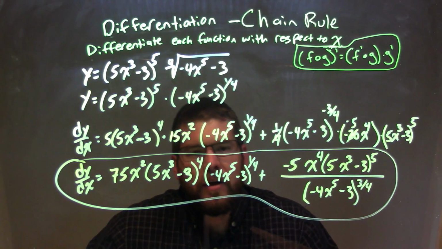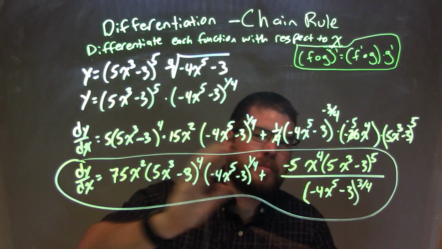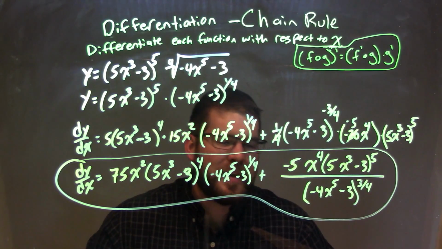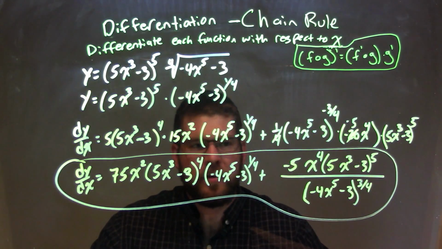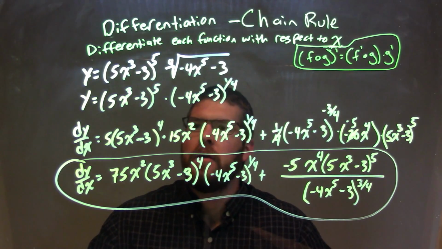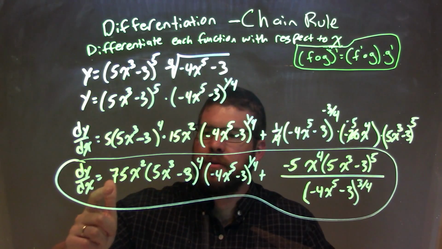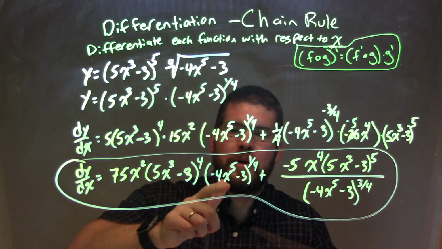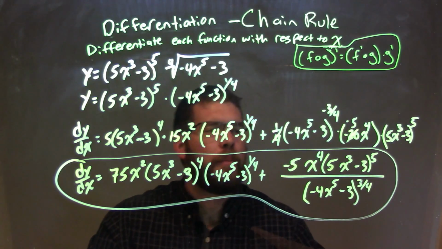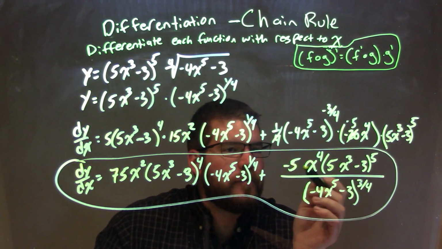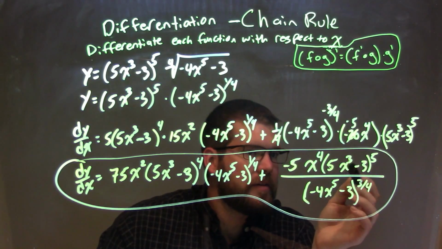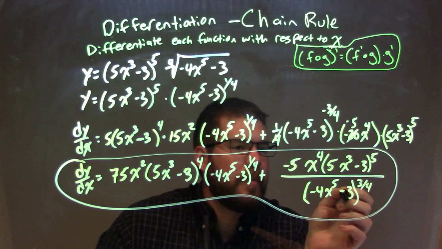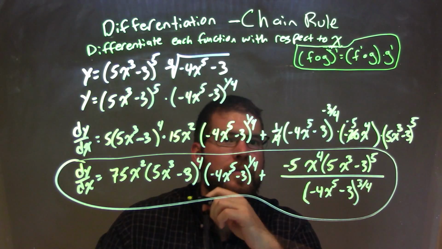You can simplify it probably a little more, maybe pulling some things out, some creative things. Does it really look that much nicer? Not too much, in my opinion. Your teacher might want you to do that, but I'm fine with the way it is. So our final answer is dy dx is equal to 75x squared times 5x to the third minus 3 to the fourth power times negative 4x to the fifth minus 3 to the 1/4 power plus, and a fraction here, numerator negative 5x to the fourth times 5x to the third minus 3 all to the fifth, over negative 4x to the fifth minus 3 to the positive 3/4 power.